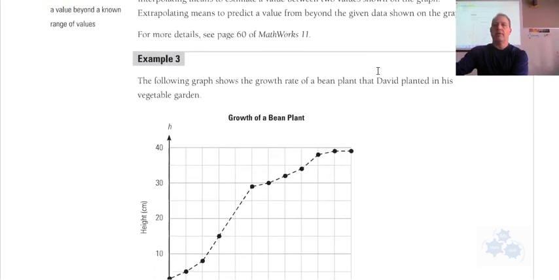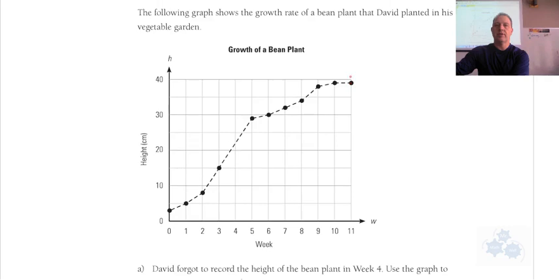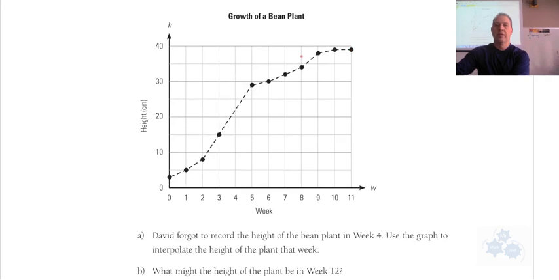So look at this example of a graph, okay? And this is the growth of a bean plant. So someone has grown a bean plant and plotted the points after measurements of each week. Now, it appears that there is a missing point for week 4. Do you see this? There's no point here. David forgot to record the height of the bean plant on week 4. Use the graph to interpolate the height of the plant that week.